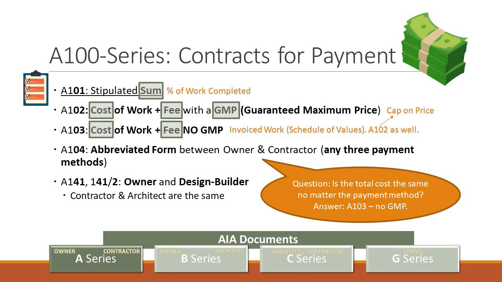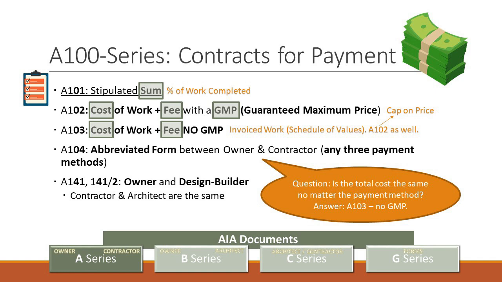The A102 and the A103 are both based on what's called a cost of the work plus a fee. So they are the same concept of how the billing is done. The difference between the 102 and the 103 is that the 102 has what's called a guaranteed maximum price. What does that mean? It's a cap. So we're going to talk a little bit about the 103, and then we'll go back to the 102, because the 103 covers both sides.